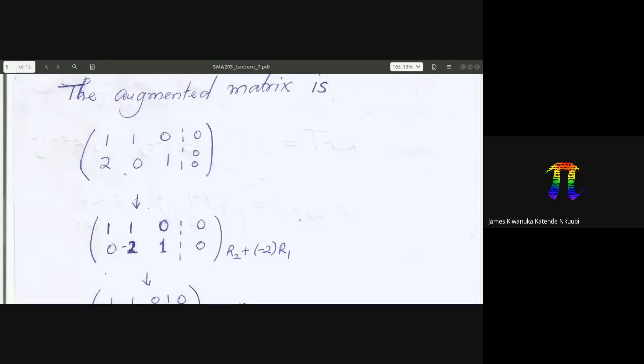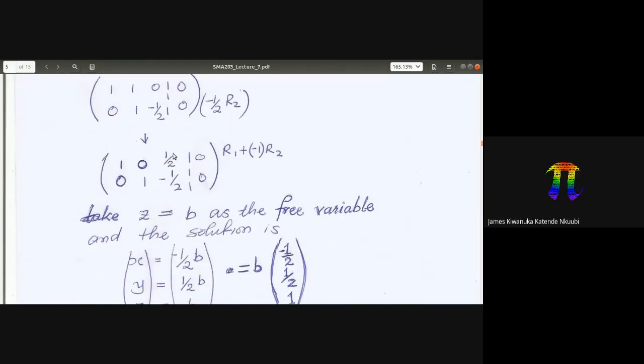So have you finished? Or has anyone finished? Yes. Good. So have you confirmed that that is the reduced form? It is. So this is a reduced echelon form.